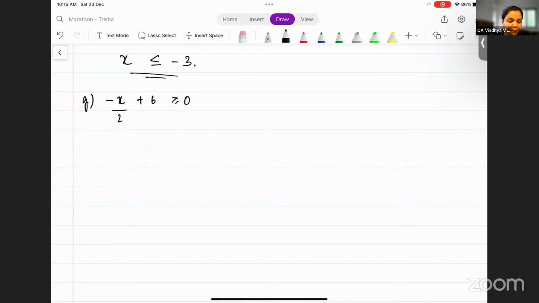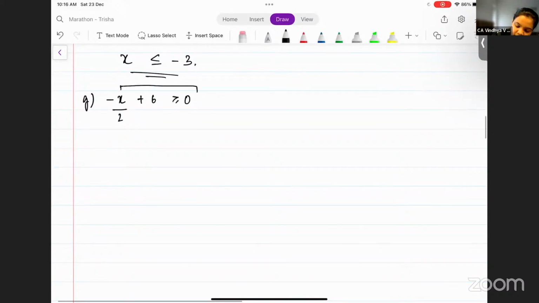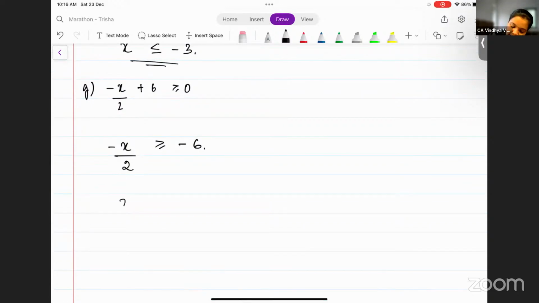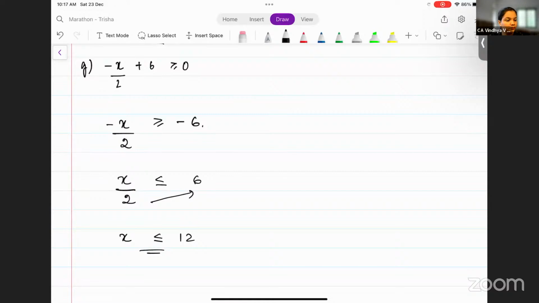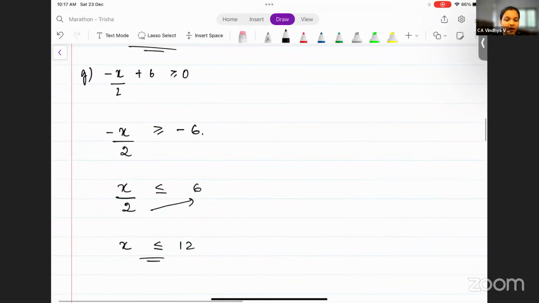And what about example G? Can we shift this? Or if you want to do it in the other way, keep it as it is. Shift minus 6 to the other side, which makes it minus 6. Now cancel the minus signs on both the sides. You will get x by 2 less than or equal to 6. Now shift this 2, multiply it with 6. You will get x less than or equal to 12. I hope this is clear.